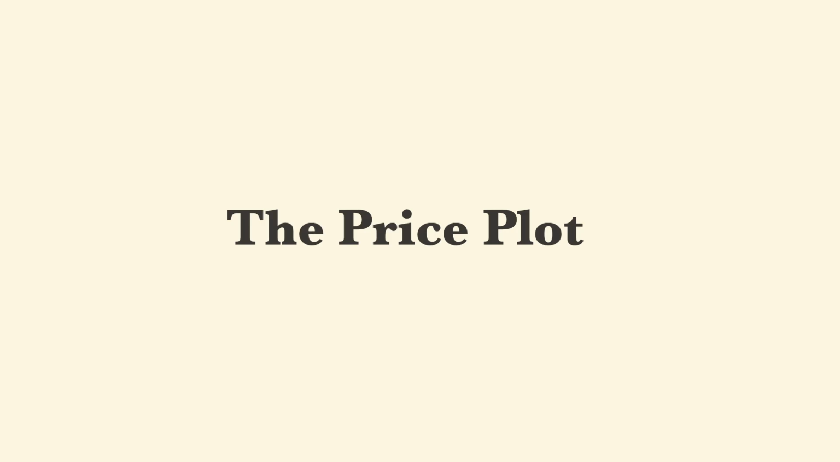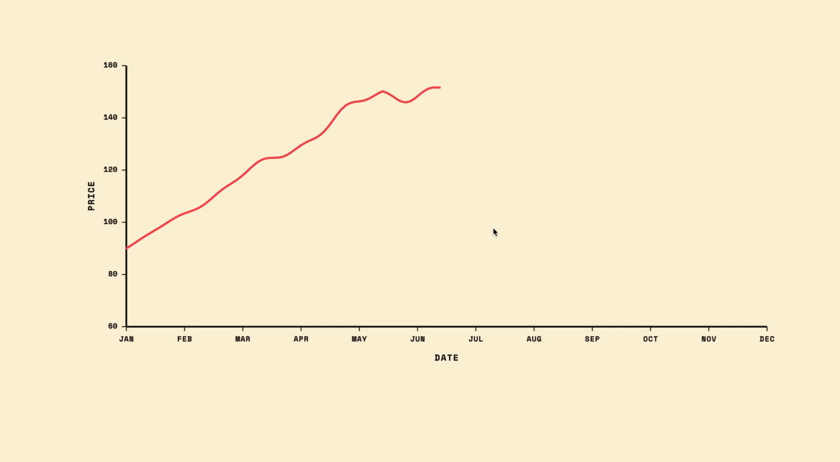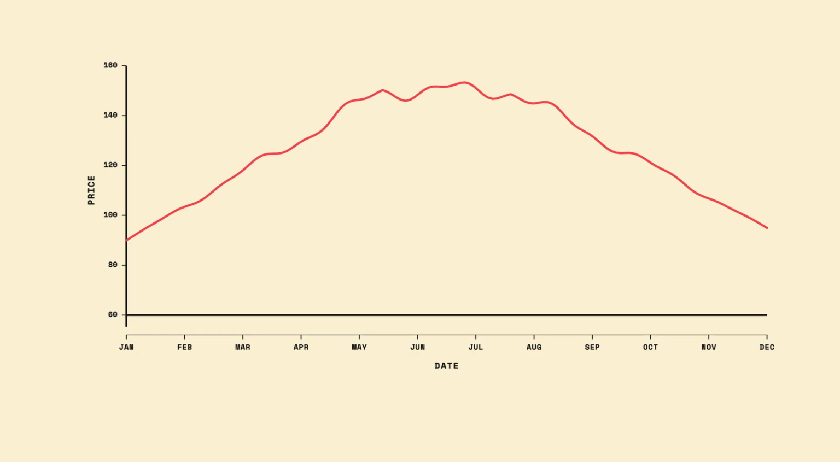Price plots are the basic and most common type of plot you'll encounter. There's not much to them on the surface. Your x-axis, the horizontal one, is usually a time series of evenly spaced dates, and your y-axis, the vertical one, is the price of the asset at each point in that series. They simply show you what the price was doing over that period. Did it go up, down, or sideways?